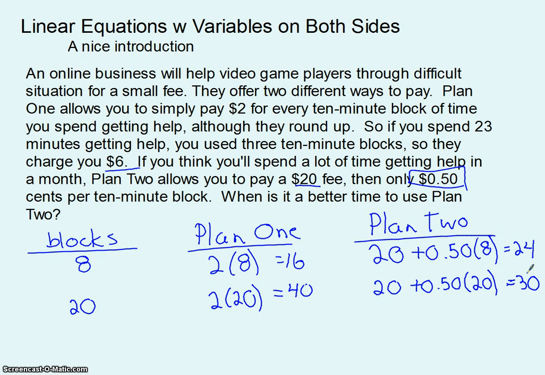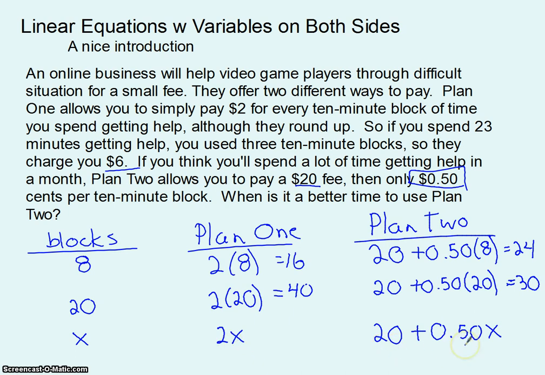Well, we can keep guessing and checking until we finally get the right answer. But algebra allows you to get to stuff like this quicker. Suppose we say, you know what, let's just take a guess that we're going to use X blocks. You could use X, you could use N, I don't really care which one, but I know that for Plan 1, it's going to be 2 times X dollars, isn't it? Just like it was 2 times 20 or 2 times 8. Over here, it's going to be $20 up front plus 50 cents for each of your X blocks of time.